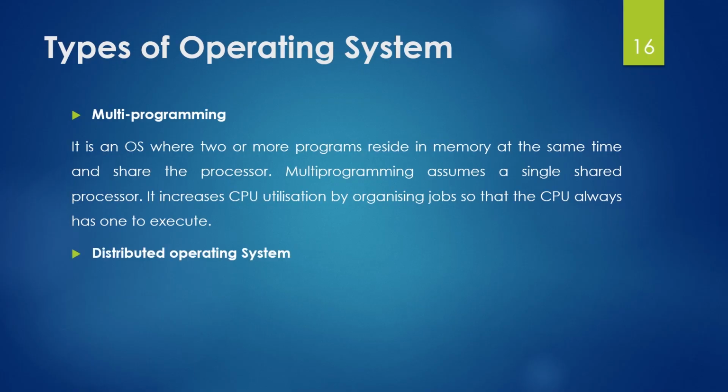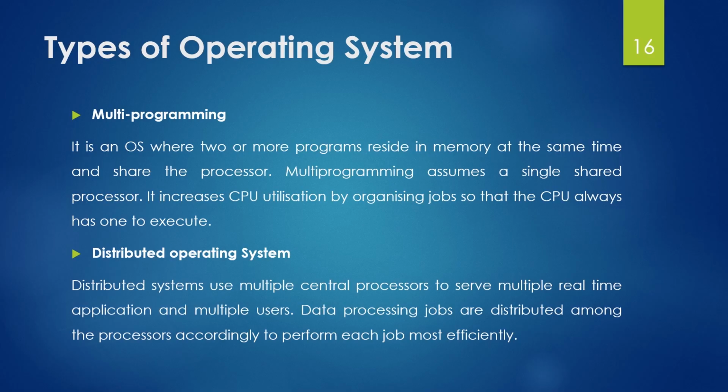Next one is the distributed operating system. A distributed system uses multiple central processors to serve multiple real-time applications and multiple users. Data processing jobs are distributed among the processors accordingly to perform each job most efficiently.